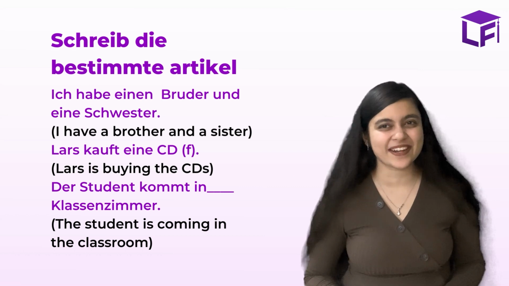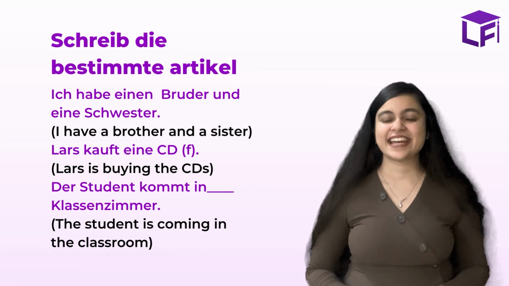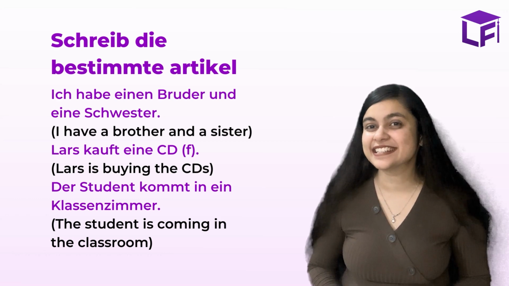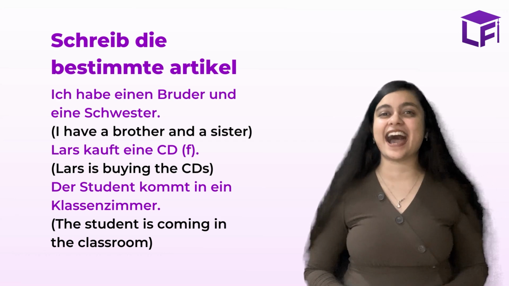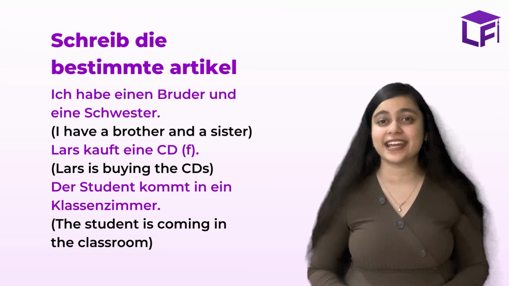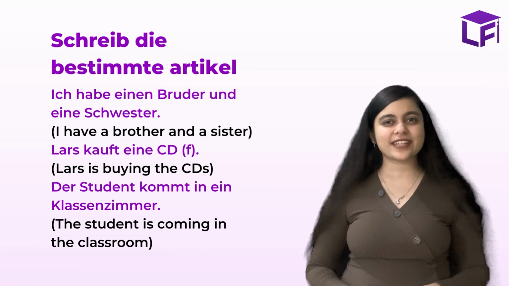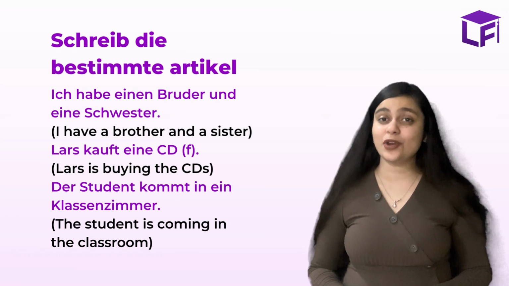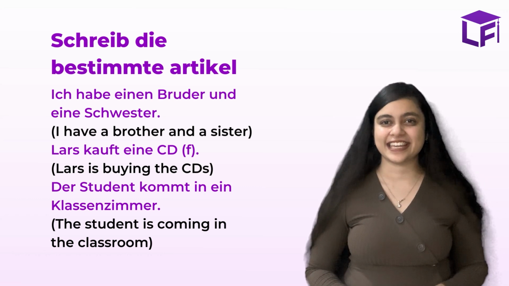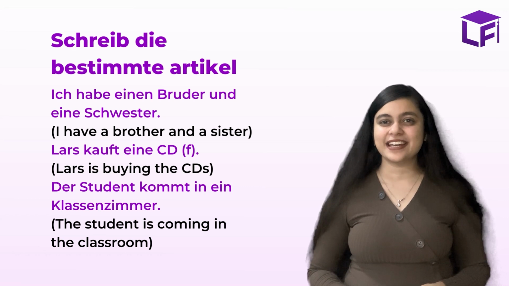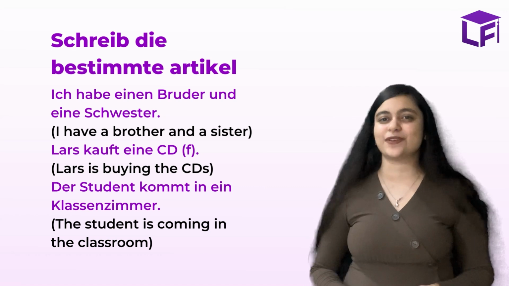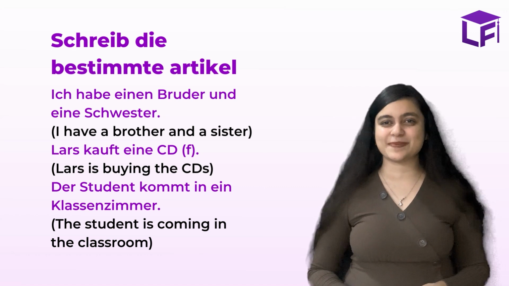Yes, did you get this one correct as well? Der Student kommt in ein Klassenzimmer. So, the student comes in the classroom. Why did we use ein here? Because the unbestimmte article in accusative case for the neutral gender is ein. Klassenzimmer is neutral, which is das Klassenzimmer. So for the unbestimmte article, we write it as ein Klassenzimmer.